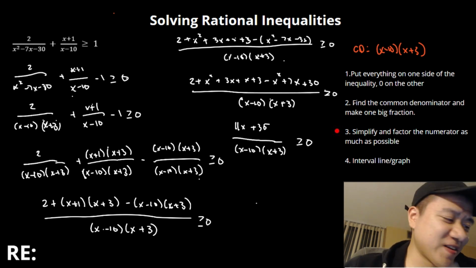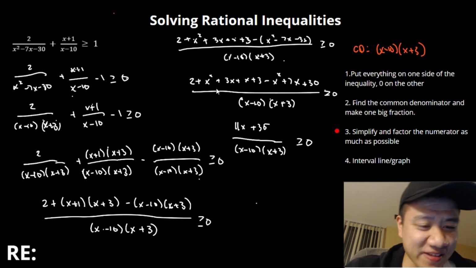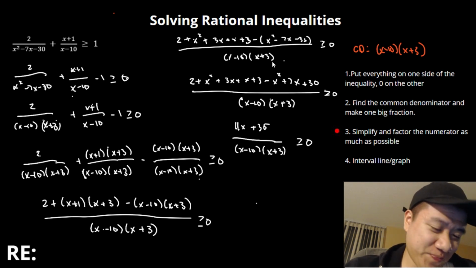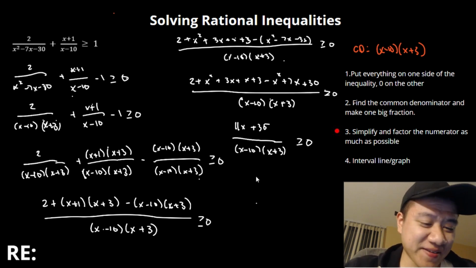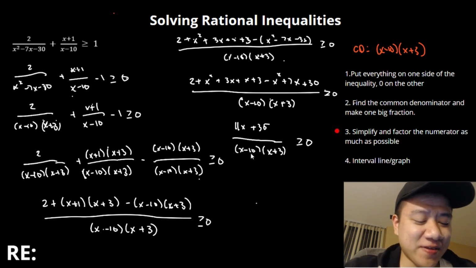So, pretty much skipped all this stuff. All the stuff I did over here was just expanding everything and then simplifying stuff. So just to save some time, this is what we have at the very end. We have 11x plus 35.